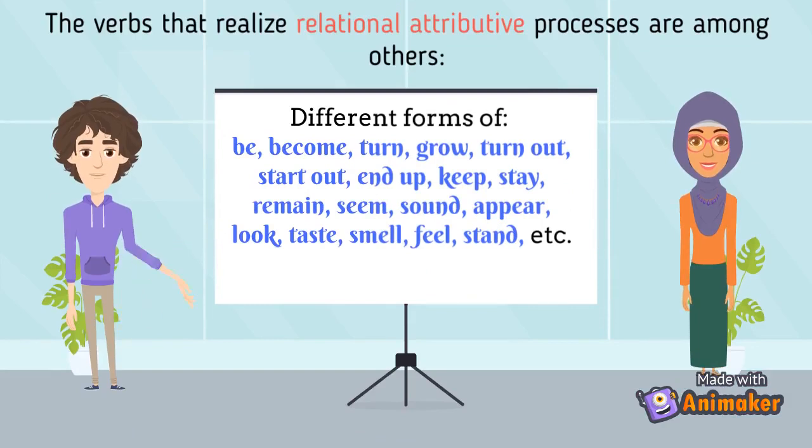The following are the verbs that realize relational attributive processes. They are different forms of be, become, turn, grow, turn out, start out, end up, keep, stay, remain, seem, sound, appear, look, taste, smell, feel, and stand.